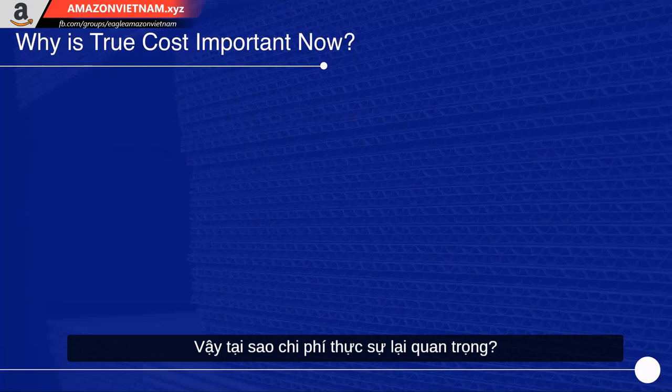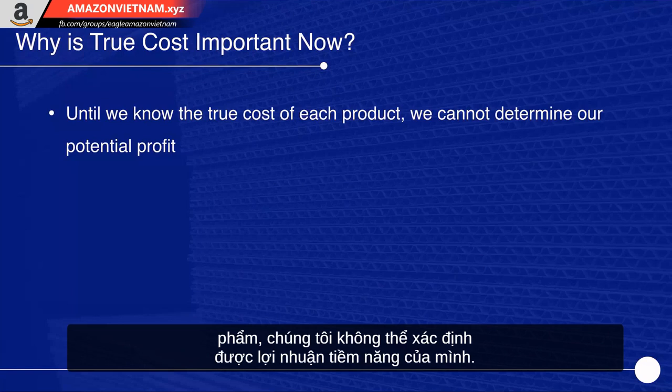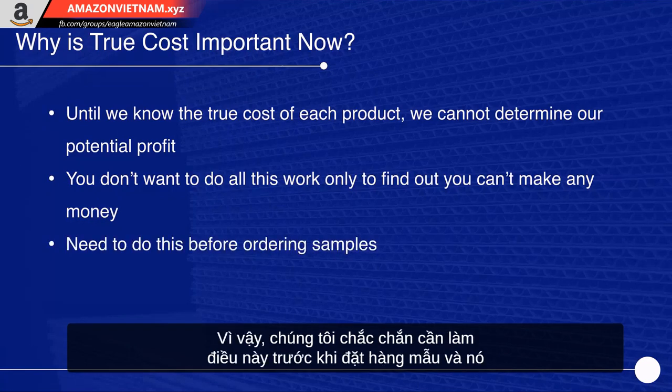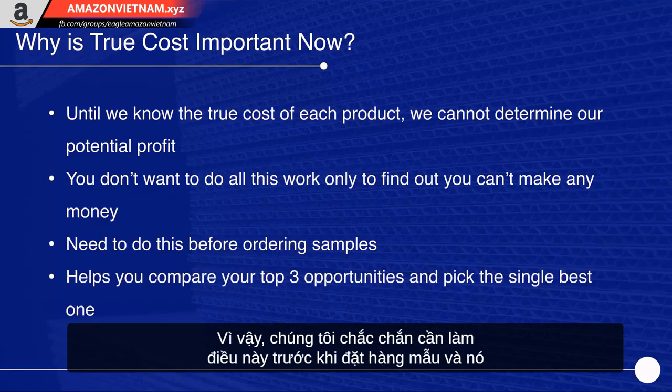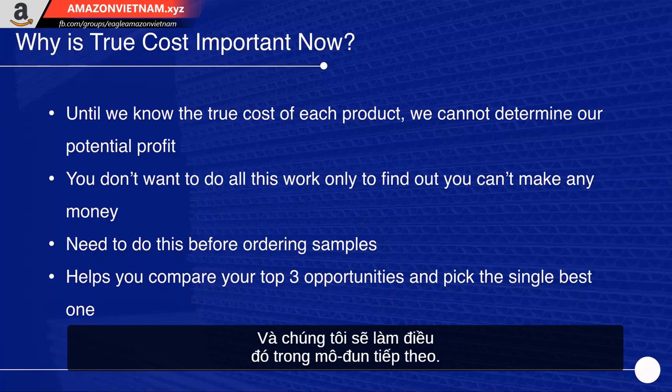So why is true cost important now? Well, until we know the true cost of each product, we cannot determine our potential profit. You don't want to do all this work only to find out you can't make any money. So we definitely need to do this before ordering samples. And it helps you compare your top 3 opportunities and pick the single best one. And we'll be doing that in the next module.